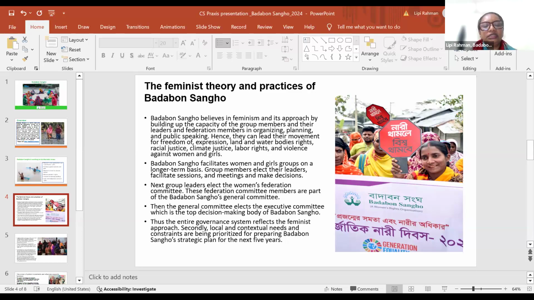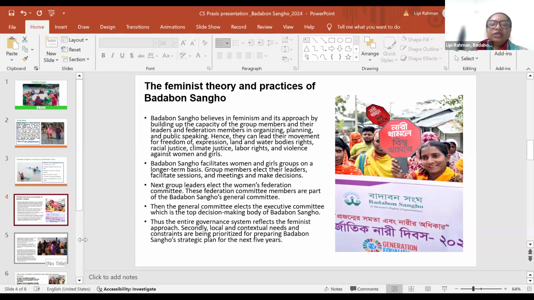Secondly, local and contextual needs and constraints are being practiced in preparing Badabon Sangho's next strategic plan. These women leaders from the grassroots level should be reflected in it. That's why we include them, and they are happily working on this.